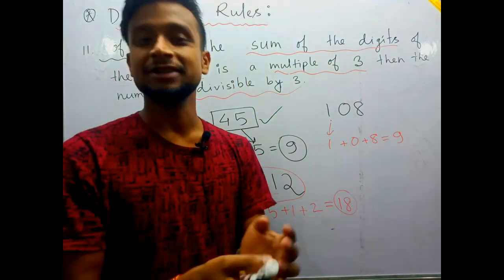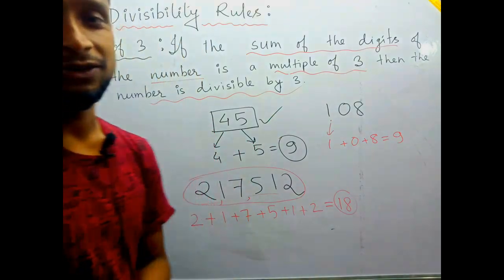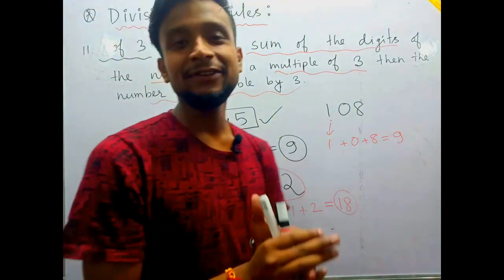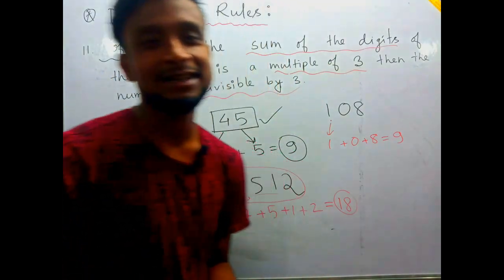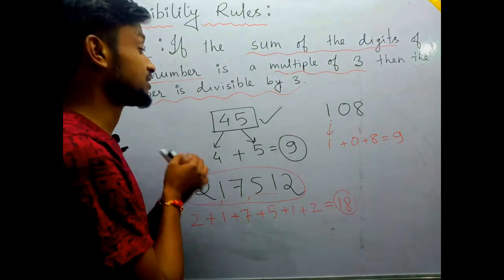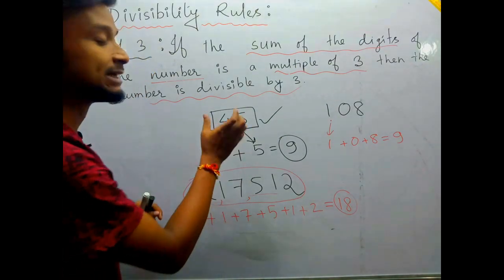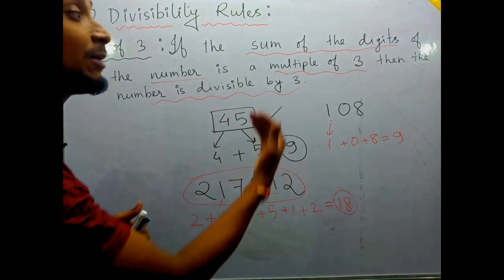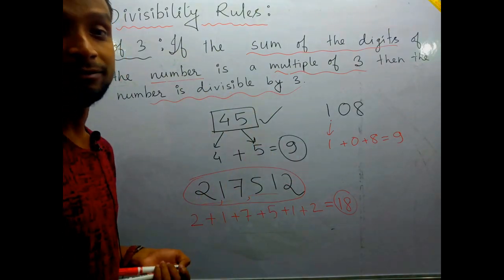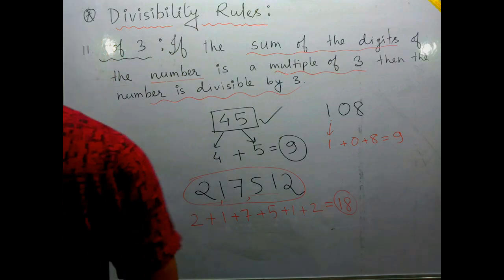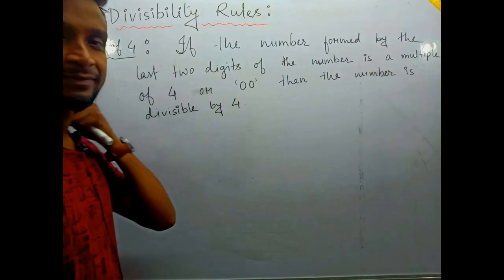Clear, this is how we can check whether a number will be divisible by 3 or not. This is the divisibility rule of 3. If you need to check whether a number is divisible by 3 or not, you just need to follow these steps: first sum the digits, and take the summation to see whether it will be a multiple of 3 or not.